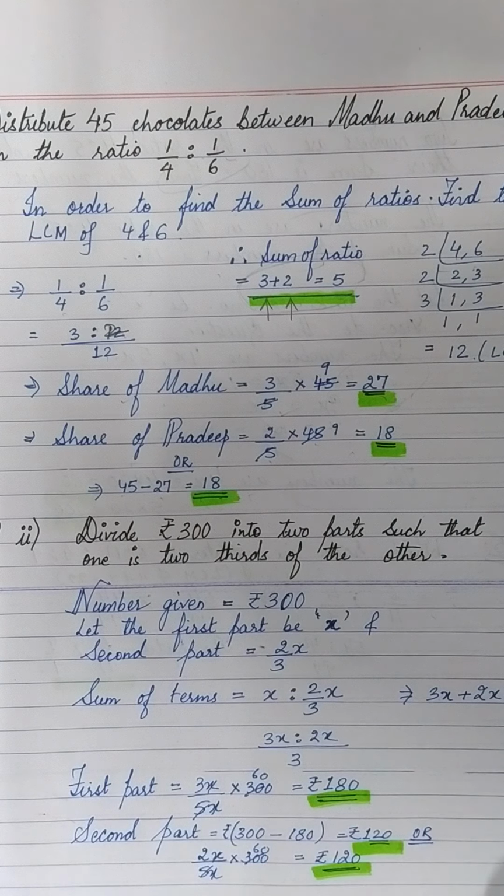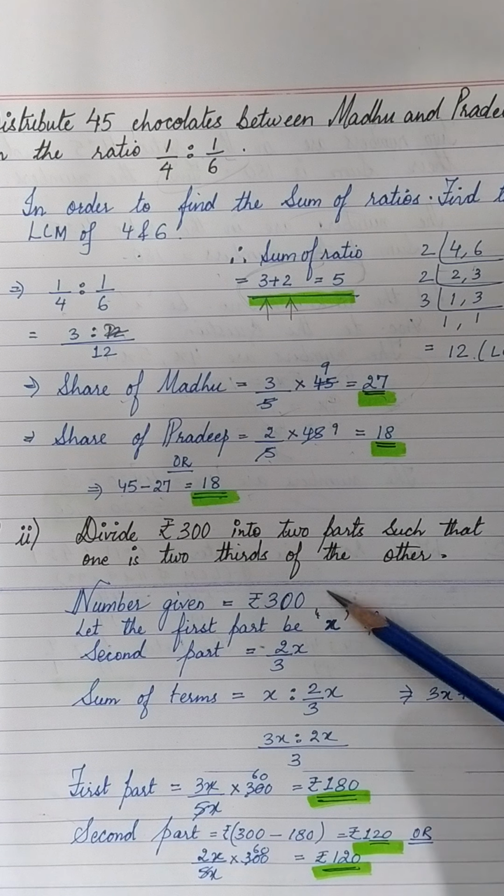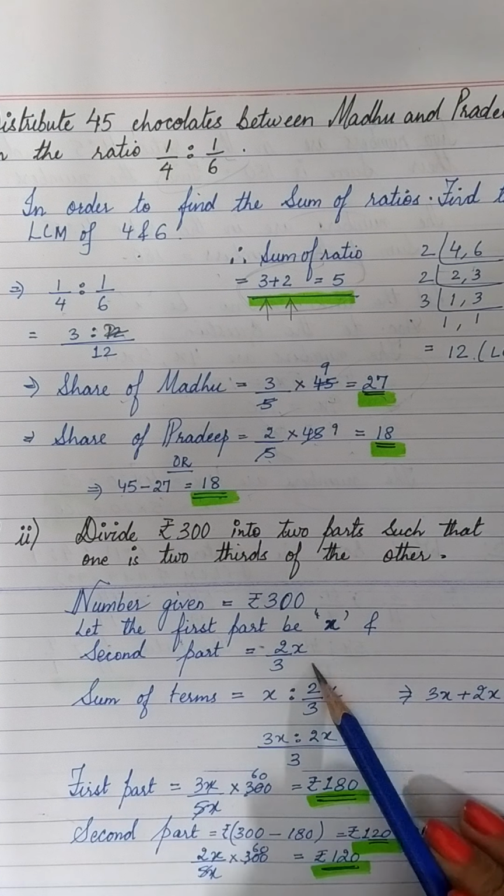Moving further, children, to question number 9. Question number 9, second bit. Divide 300 rupees into two parts such that, now this is the part which you have to understand, children, one is 2/3 of the other. Okay, the first part is 2/3 of the other. Of means multiplication. So let the number given to us be 300. Let the first part be x.